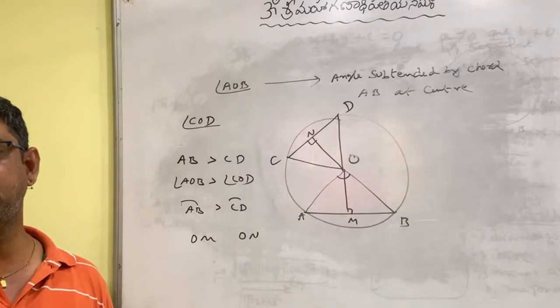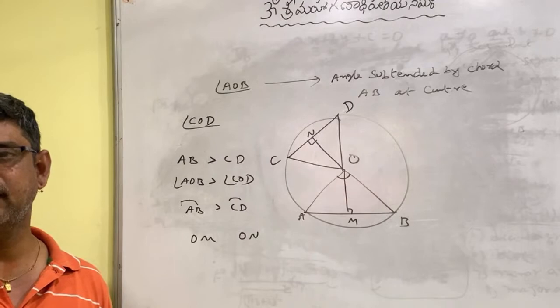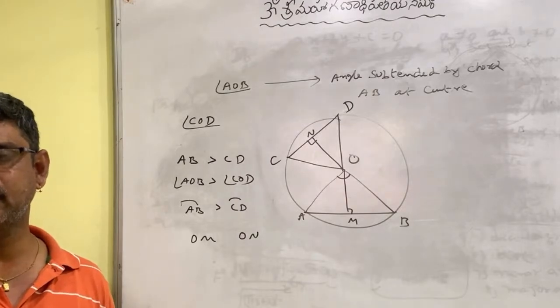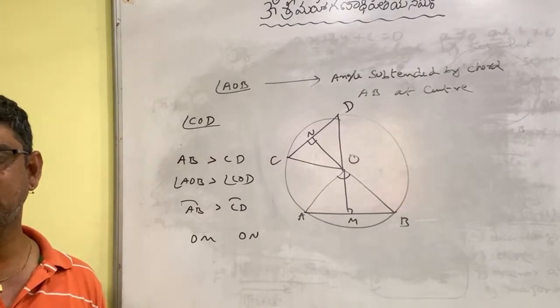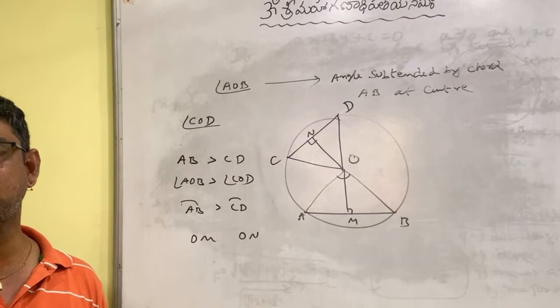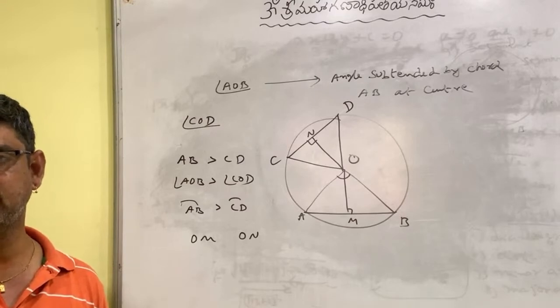OM greater? Is OM greater? Whose length is more? Whose chord AB length is more than chord CD? Then which of the two is nearer to the center?